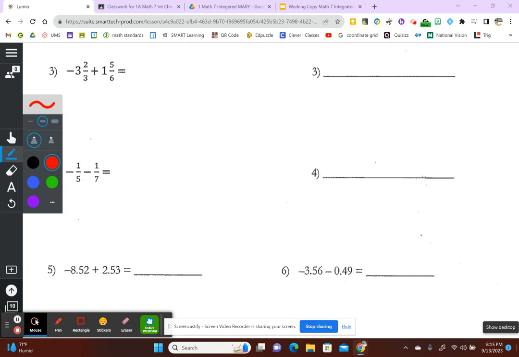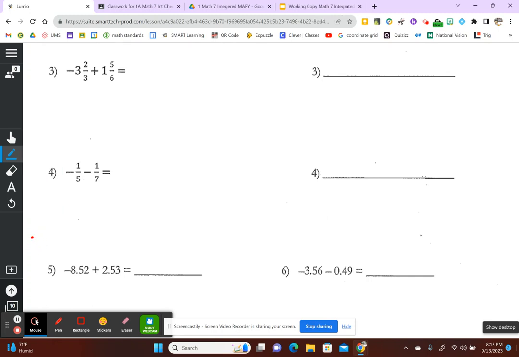Okay, so now on page 9, we're going to go over numbers 3, 4, 5, and 6. So for number 3, again, you're adding mixed numbers. And whenever you're adding mixed numbers, first you truncate the fractions, which means just pretend the fractions aren't there. And you say to yourself, you're adding -3 plus 1. How do you add -3 plus 1? Well, I know the answer is definitely going to be -2.